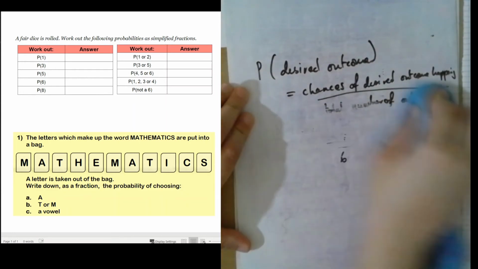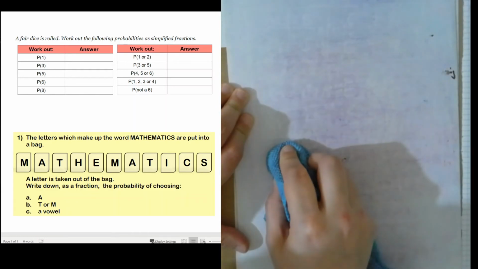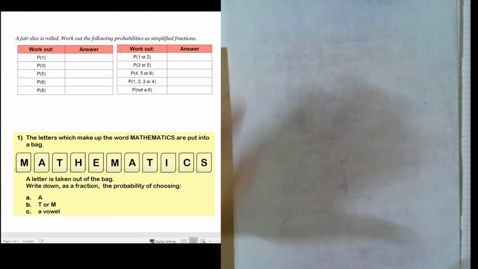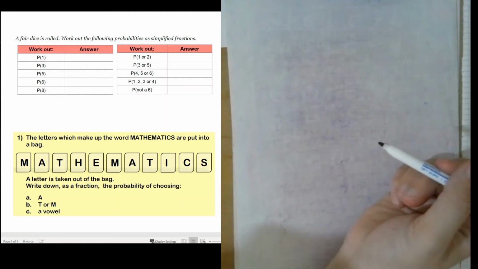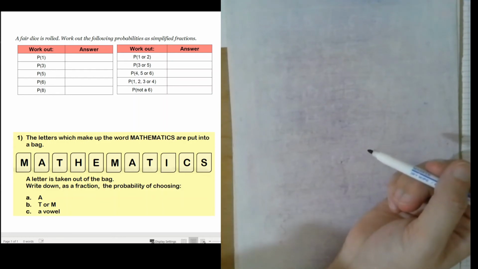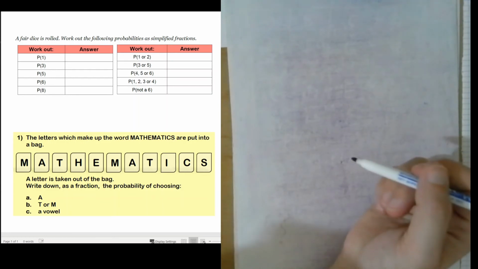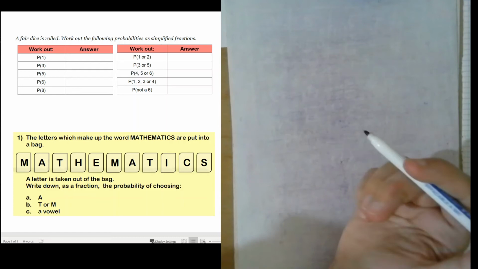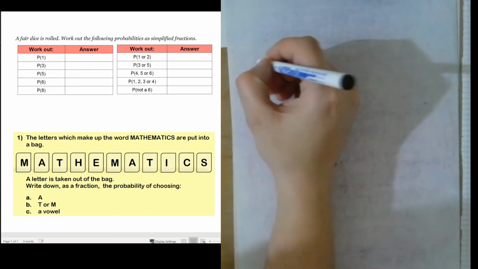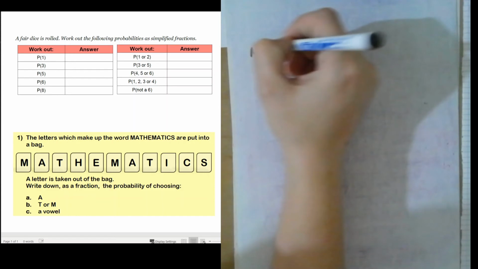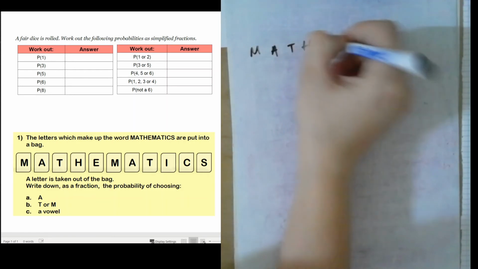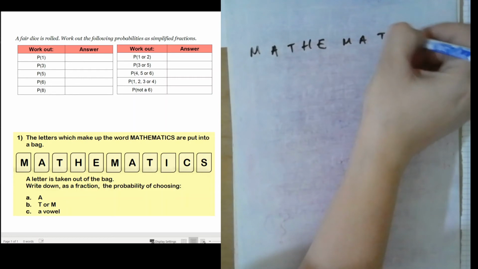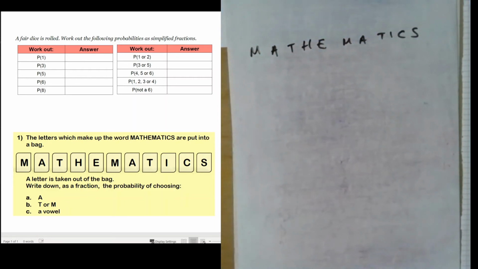Okay, so now for the second part, where it goes into wordy-like questions. Okay, so we've got the words. It says the letters which make up the word mathematics are put into a bag. A letter is taken out of the bag. Write down as a fraction the probability of choosing a T or a vowel. Okay, so I'm going to say we have mathematics, right? Okay, so I'm going to do my colors because I like my colors.